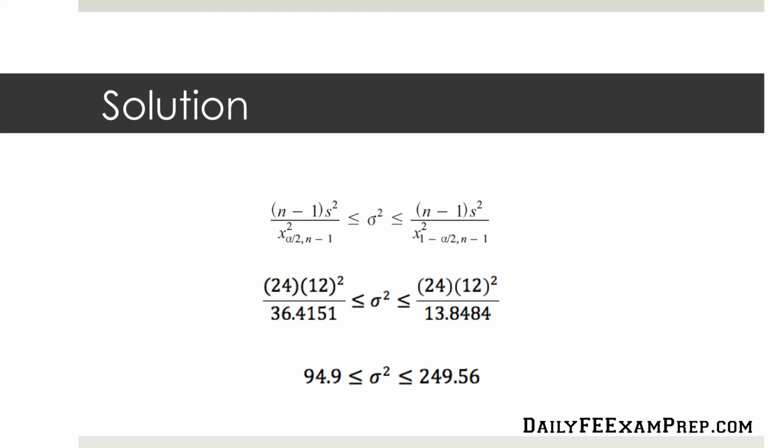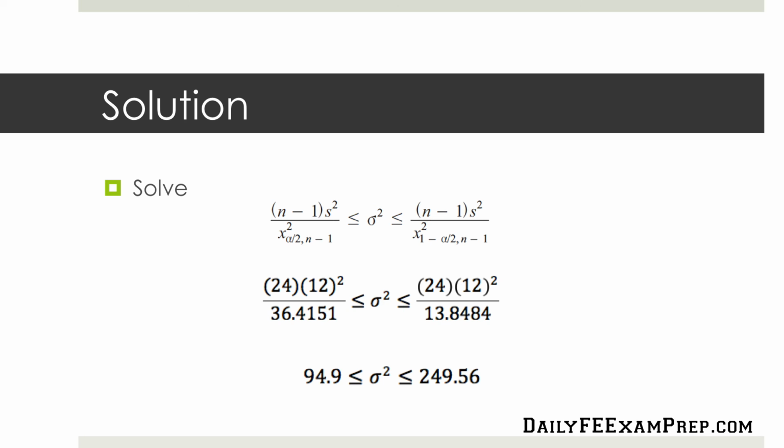When we plug our values into the formula, it turns out to be a very, very simple formula. We've got 24 times 12 squared divided by 36.4151. That's our left side of the interval. On the right side, it's 24 times 12 squared divided by 13.8484. And we come up with 94.9 is less than or equal to our population variance, which is less than or equal to 249.56. So that is our answer.